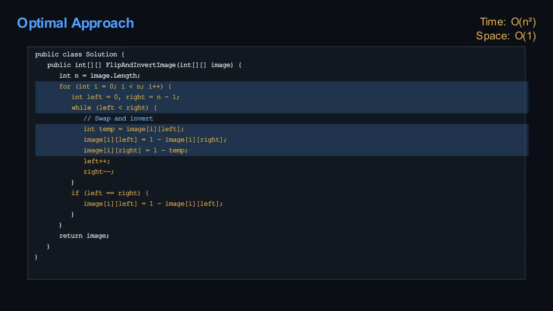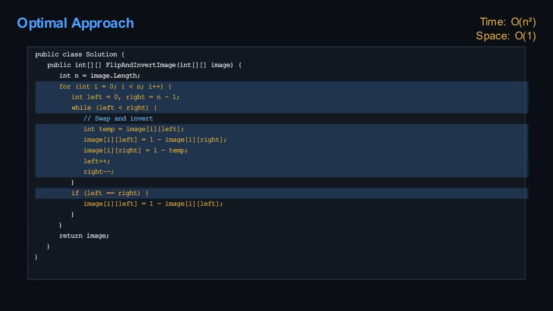What happens if the row has an odd number of elements? Eventually, the left and right pointers will meet in the middle, pointing to the same element. Our loop condition, left less than right, will stop the main swapping process, but that middle element still needs to be inverted. So after the loop finishes, we add a check. If left is now equal to right, it means there's a single middle element that hasn't been touched yet. In this case, we simply invert that one middle element.